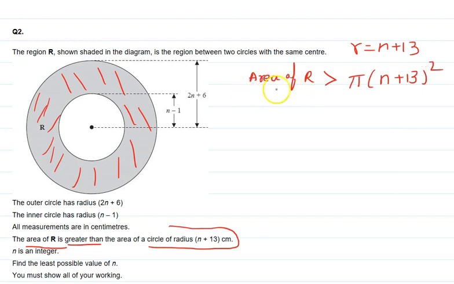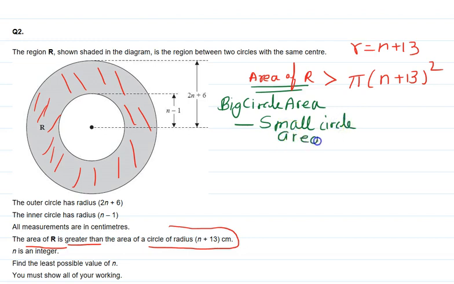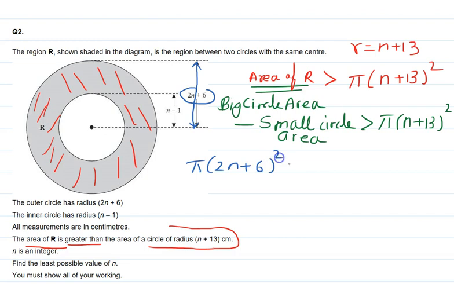So what is area of R? Shaded R is the big circle area minus the small circle area. And that is greater than pi (n plus 13) squared. Big circle area, again we are applying pi r squared. For the big circle the radius is 2n plus 6, from here till here. So pi (2n plus 6) squared minus the small circle, whose radius is n minus 1, so pi (n minus 1) squared, that is greater than pi (n plus 13) squared.